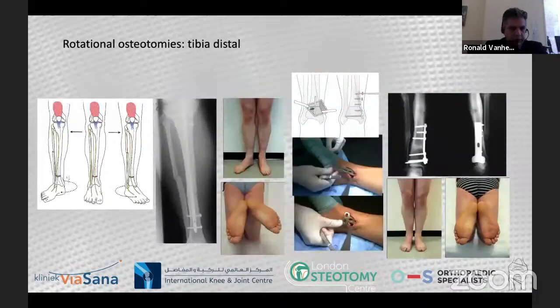Then you can also do distal derotation. This is a little bit of an old picture. This is post-traumatic, post-nailing of a cruris fracture. The foot is pointing outwards extremely, and these are higher angles than 20 degrees.